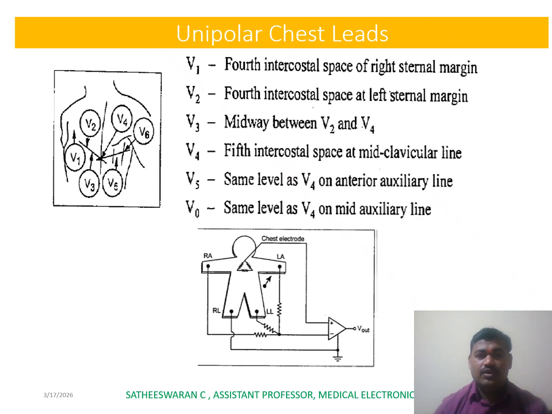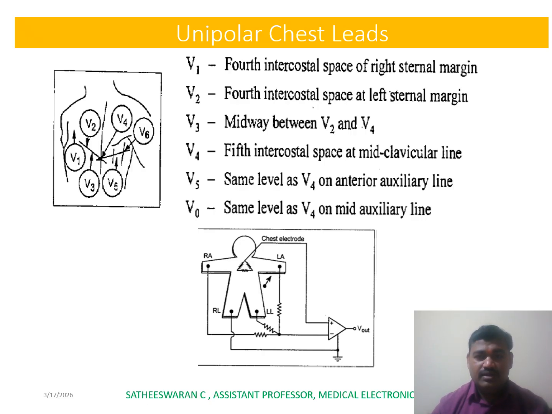The next, the unipolar chest leads. These are the 6 various positions. V1 is the fourth intercostal space at the right sternal margin. V2 is the fourth intercostal space at the left sternal margin. V3 is midway between V2 and V4. V4 is the fifth intercostal space at the mid clavicular line. V5 is the same level as V4 on the anterior axillary line. V6 is the same level as V4 on the mid axillary line. These are the other 6 unipolar chest leads.